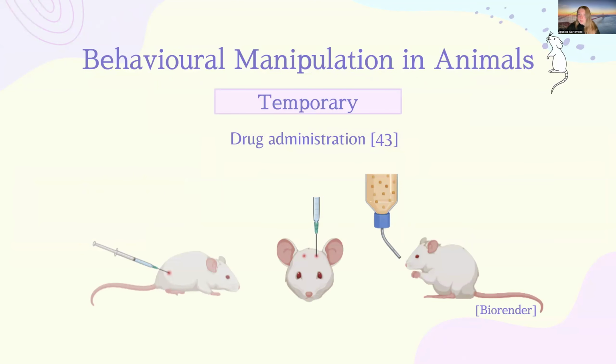So one of the ways we can temporarily manipulate behavior in animals is through the administration of drugs. Drugs can be administered in many ways to animals. For example, they can be injected into the body, or they can be injected directly into certain brain regions. Animals can also be administered drugs orally, either in their food, water, or some drugs can be administered directly into the stomach. Drugs can be used to change behavior in many ways. They can be used to increase, decrease, or stop certain behaviors and aspects of cognition, all depending upon what drug is given and at what dose.